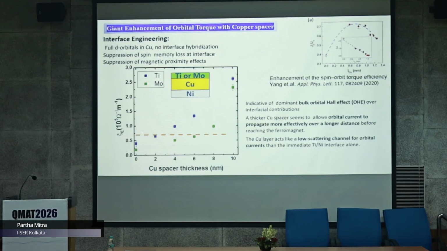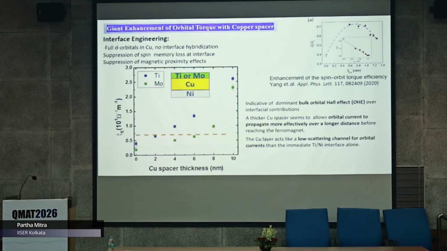For your reference, the dashed line here represents the zeta value for only copper nickel. And the first data point here with 0 thickness is directly titanium nickel. So what is the best case scenario? The best case scenario is that the orbital that is generated in copper and titanium, nothing happens to them. Both of them hit the nickel and they oscillate the nickel, right? So that is the best case scenario.